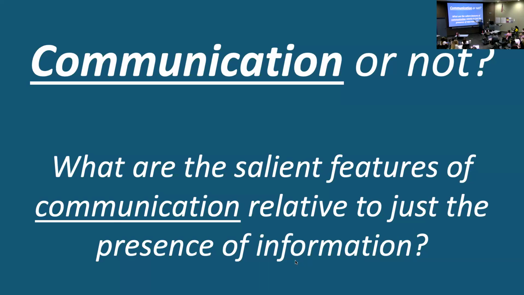So when we look at these four examples and others, we have to think about what the salient features of communication are relative to just the presence of information. Because there's information everywhere in the environment. And we could just say that anything that is informative is communication. But is that useful for us? Is that maybe too big of an umbrella? Does that cover too many things? If your stomach rumbles and someone else hears it, that is information that they can use. But does that tell you anything about the evolution of the rumbling of the stomach?